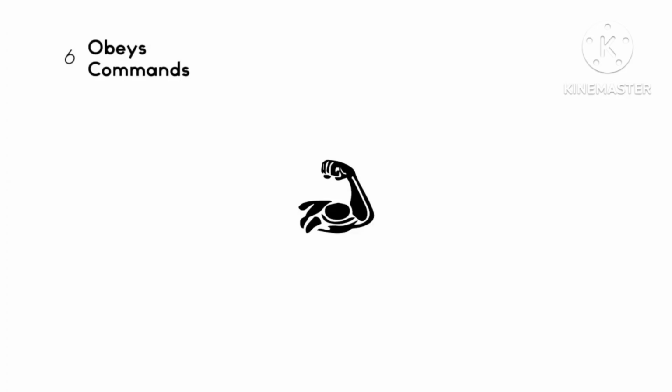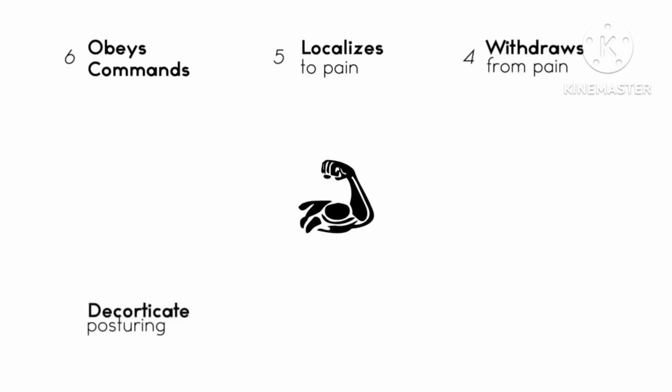If the patient pushes you away, then they're localizing. You would give them a 5. If they pull away or withdraw from pain, then you would give them a 4. If the patient has abnormal flexion or decorticate posturing with painful stimulus, that would be a 3. If the patient has abnormal extension or decerebrate posturing, that is a 2. And if the patient isn't moving at all with a painful stimulus, that would be a 1.